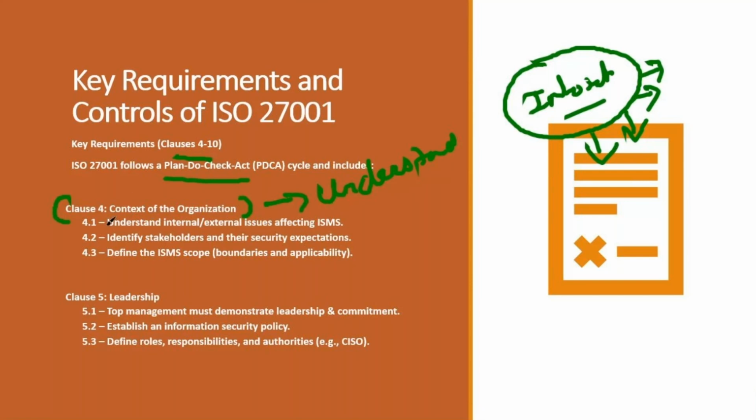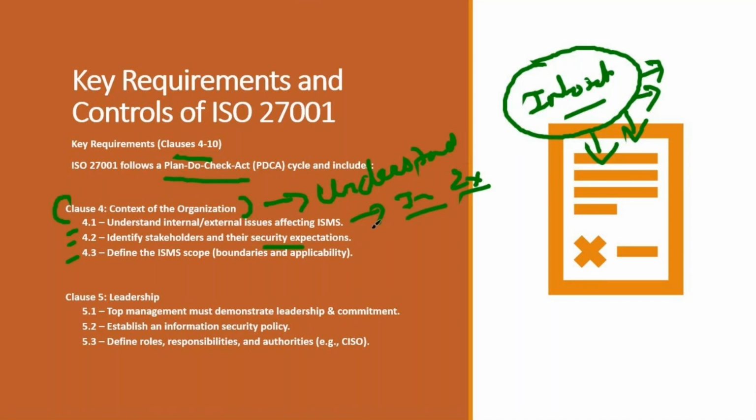Okay. Under this we have what? Sub clauses. Now what are these sub clauses saying? Understand the internal and external issues that are affecting the ISMS. Make a list of internal threats and external threats for the organization. What are the stakeholders and the security expectations from them? Make a list of interested parties and what the expectations from those interested parties are. Make a list of it. Who will become an interested party? The employees, the stakeholders. Okay. Then you can say the client will become an interested party. So we will be making a list of it and what benefit or expectation they are holding from this organization.